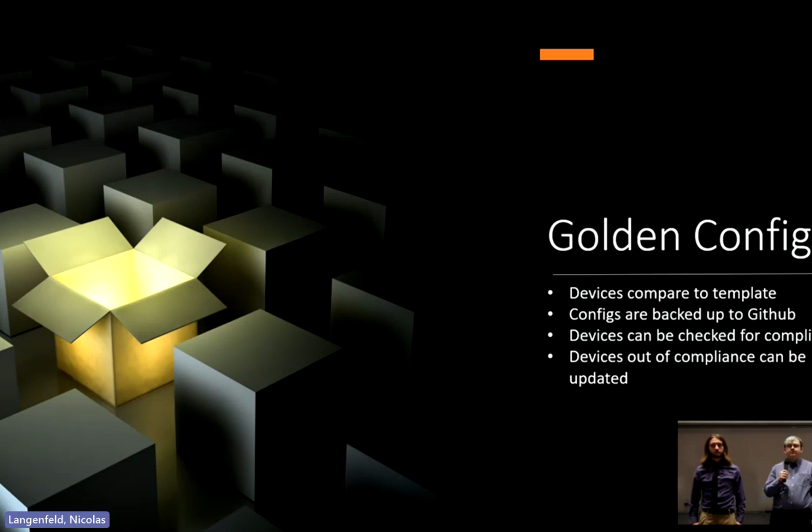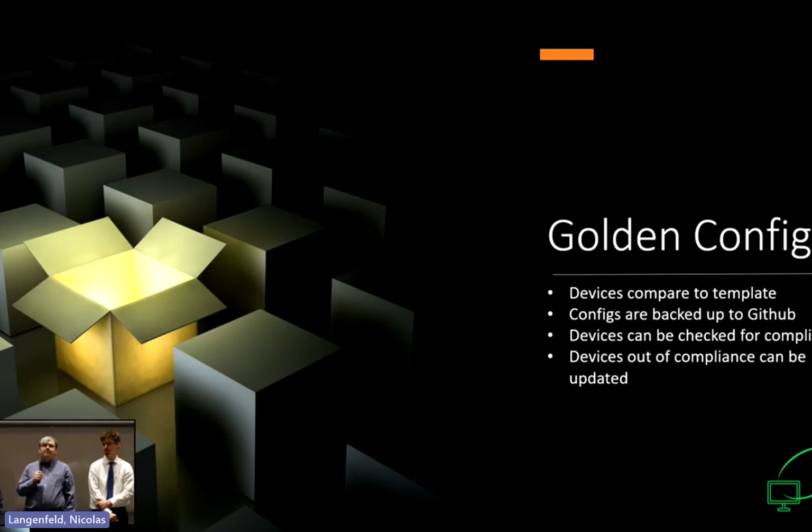Golden Config was one of the plugins that I added to Naudibot. And the great thing about Golden Config is it allows both backup and compliance for your network devices. So you can run a backup job on your network devices and it will automatically back up the running configuration to a Git repository. And then you can also create templates for your devices and run compliance jobs to make sure that your devices are in compliance with the configuration that they should have on the network.